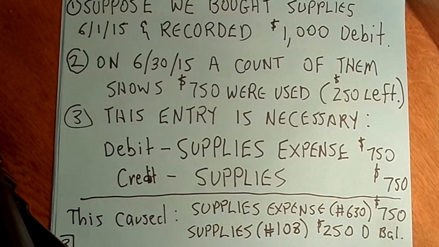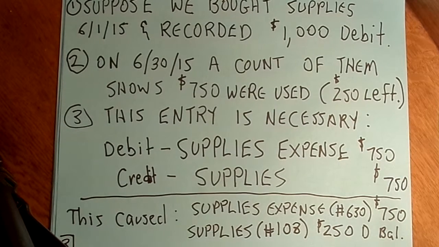So let's consider a case where our business bought supplies on June 1st, 2015, and as a result, we recorded a $1,000 debit. So remember how that works. It would be a debit to supplies for $1,000, a credit to cash, and supplies are an asset.